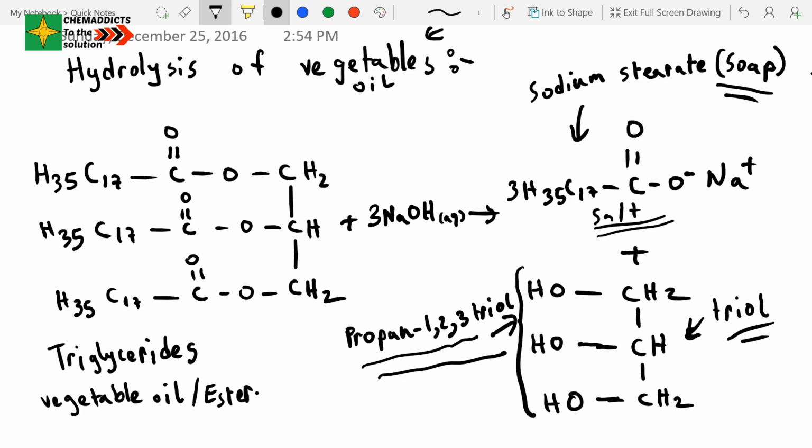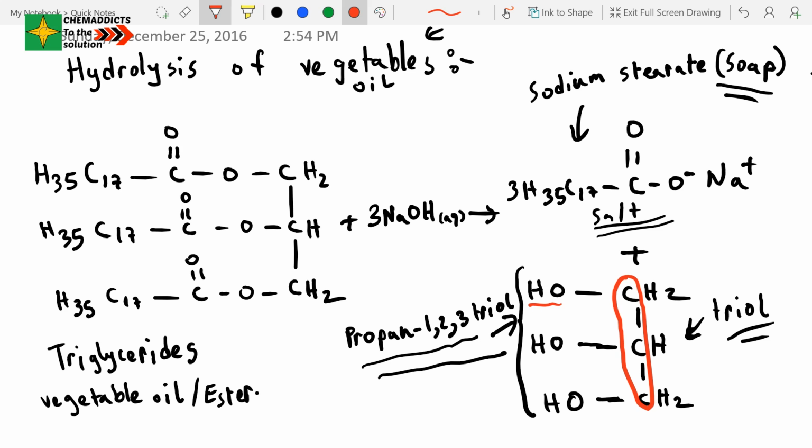Here the longest chain has 3 carbon atoms. Since there are 3 carbon atoms in the longest chain, the name would be propane.